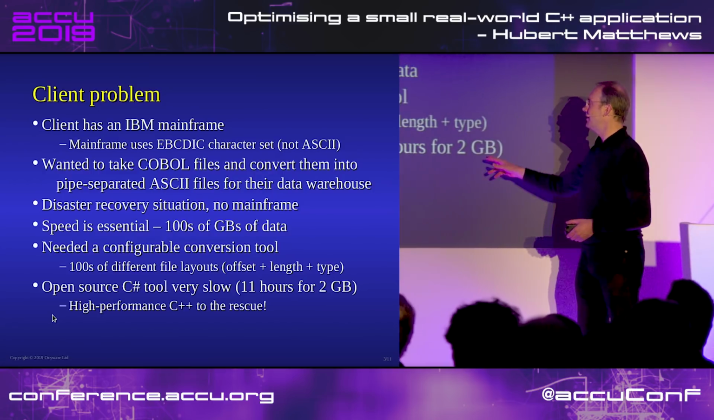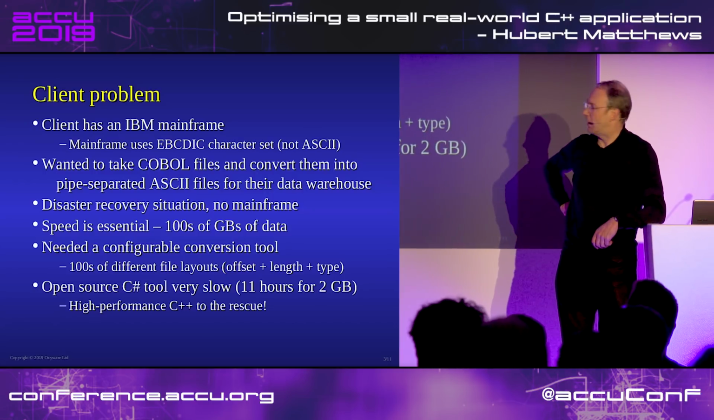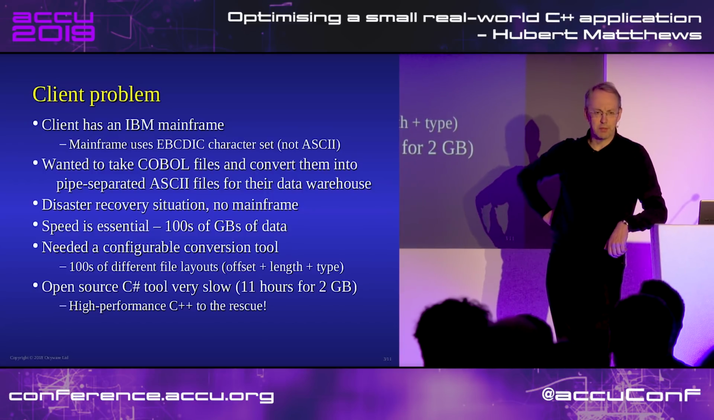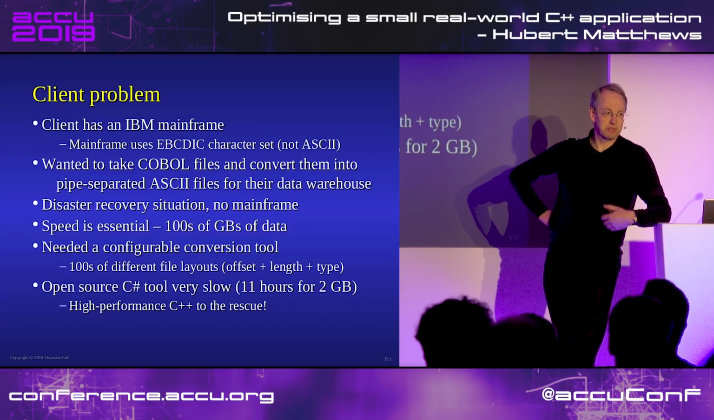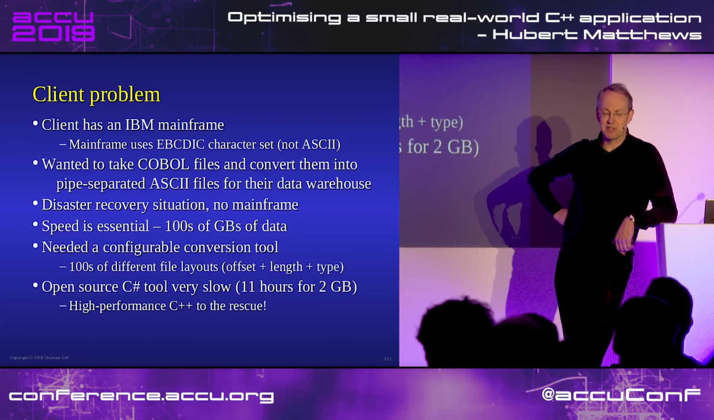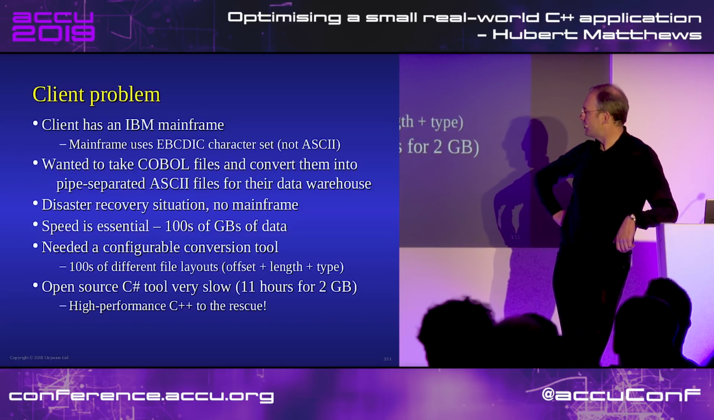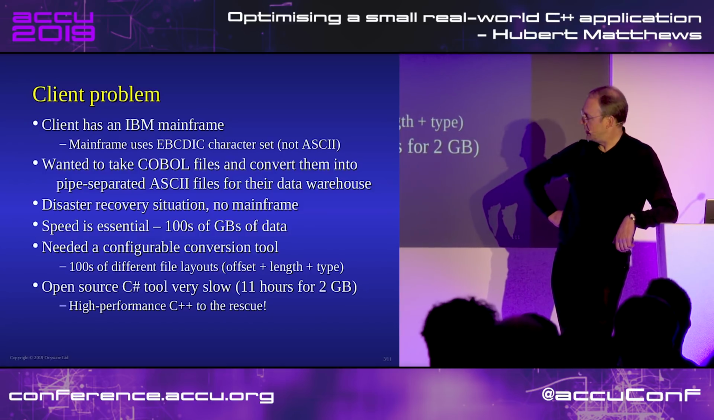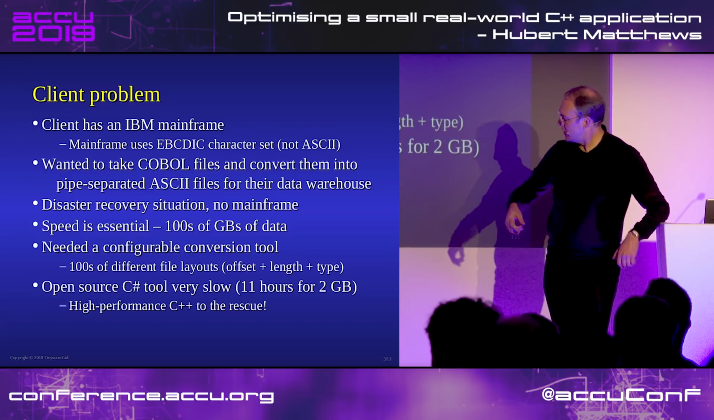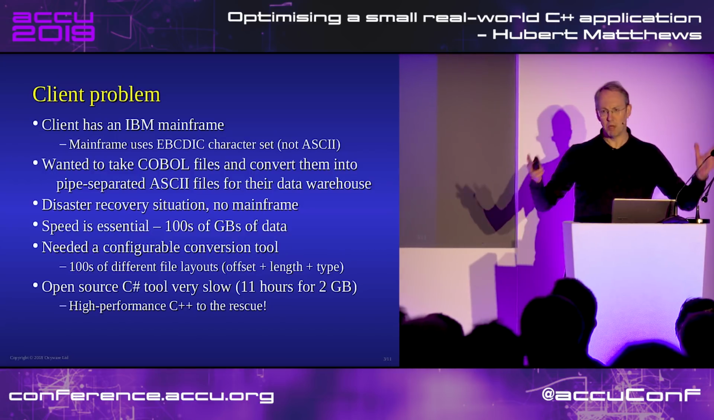The client had looked around on the internet, and they'd found an open source C# tool that was configurable, had XML, lots of other things, and they tried this one. It was actually horribly slow. So they took a 2 megabyte file, and it took about 11 hours to process, and I thought that really wasn't very good in terms of throughput. So they had a word with me, and we thought, well, let's see if we can try some C++ for that. So that was basically the problem.